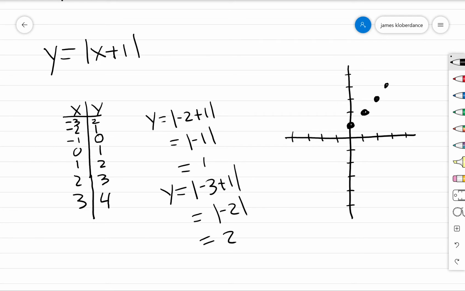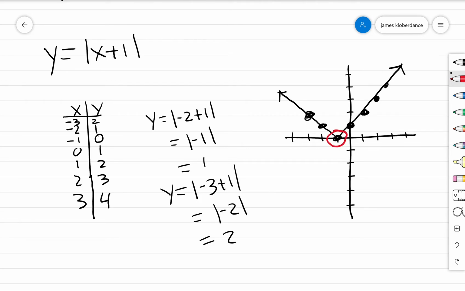So let's go the other direction. Negative 1, 0. Negative 2, 1. And negative 3, 2. Something like that. So my graph is a V, as promised. But now the vertex is shifted. So now the vertex is at negative 1.